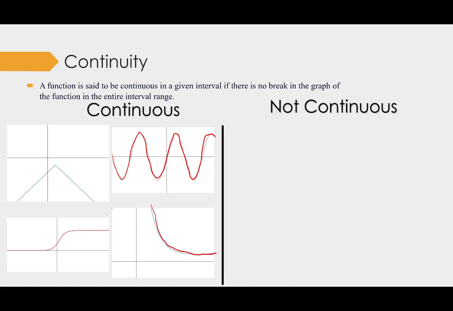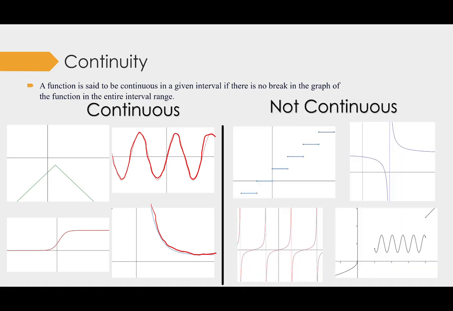It'll look like this, not continuous. It'll have holes or asymptotes between parts of the graph, where if I were to trace it, I'd have to pick up my pencil to trace the other side of the graph. So I always do the pencil test for continuity. Again, think about, is a logarithm continuous?